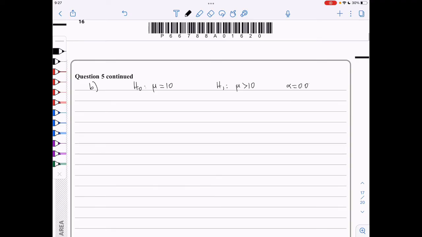So alpha is 0.05. Now under H naught, which means that if the null hypothesis is indeed true, X bar will follow a normal distribution with a mean of 10 and a variance of 4 squared over 20. Remember, this is based on a sample. It's the sample mean, so we divide the variance by n. Now the probability of X bar being greater than 11.5, which is what we have seen, is 0.0468 from the calculator again.